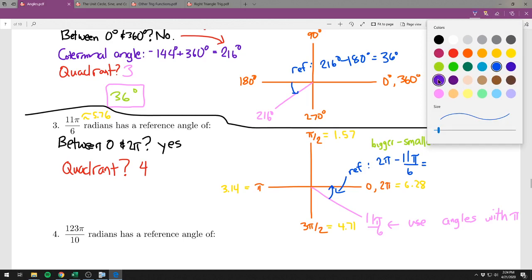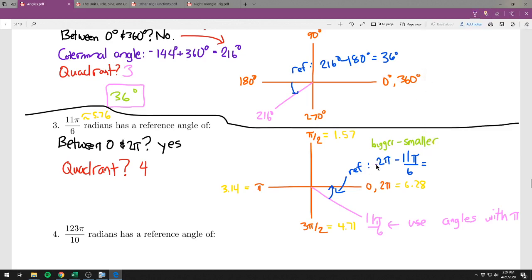All right, so let's go ahead and simplify this. If you do it by hand, get a common denominator, multiply by 6 over 6. And this is 12 pi over 6 minus 11 pi over 6, which is 1 pi, or just pi over 6. Okay, so that is our answer, pi over 6.